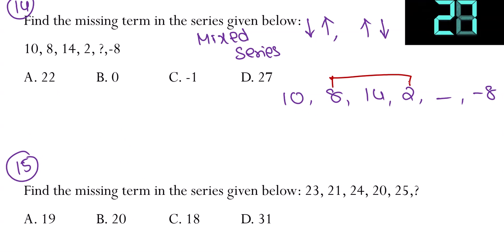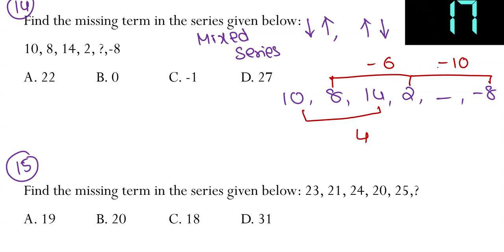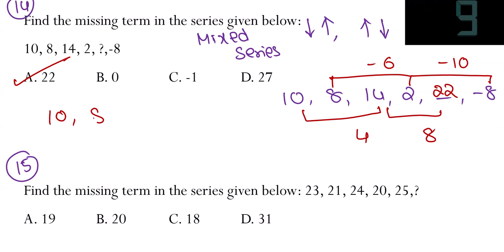8 and 2, somehow it's linked, minus 6. 2 to minus 8 is minus 10. So here 4, then 6 and 10, difference is 4, right? Again 4 added means 18. 14 plus 4, 22. Alternate series. This is one series: 10, 14, 22 like that. The other one is 8, 2, minus 8. That's the other logic.